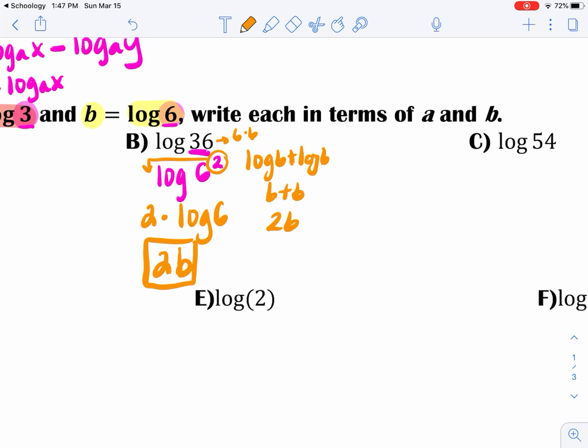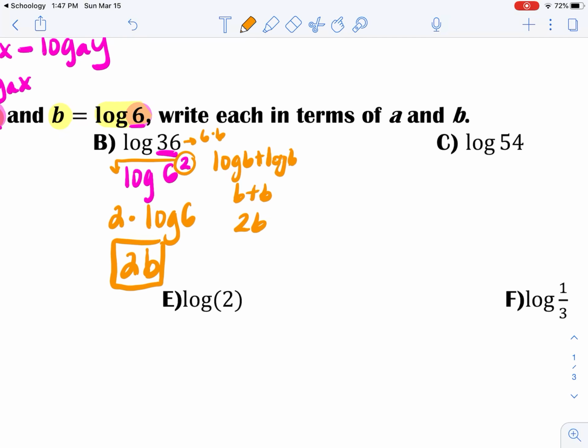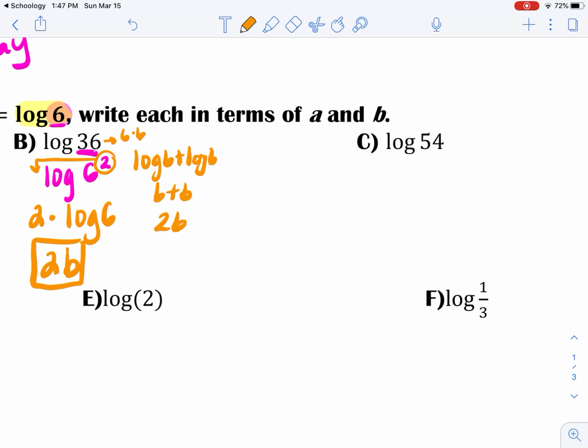All right, next one is 54. So at first glance, usually I have the class think, how can you get 54 using 3s and 6s, using multiplication, division, or exponents? After a while, usually someone will come up with the fact that 3 times 6 is 54, or 3 squared times 6 is 54. Realize these are equivalent. You'll end up getting the same answer no matter what you do. So I'm going to use this one right here, 3 squared times 6.